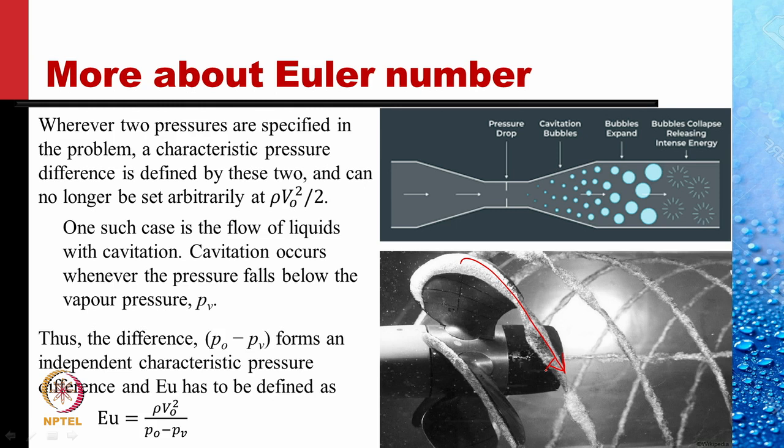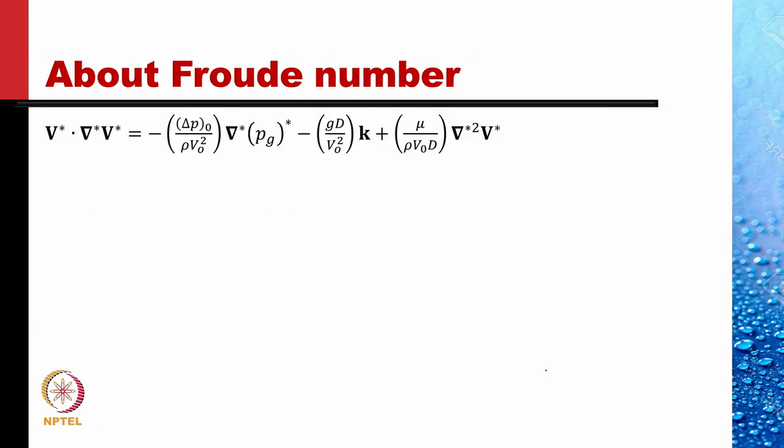Thus, the pressure difference P naught minus PV forms an independent characteristic pressure difference, and the Euler number has to be defined now as Eu equals rho V naught squared divided by P naught minus delta P. We can no longer take 1/2 rho V naught squared as the characteristic pressure difference.